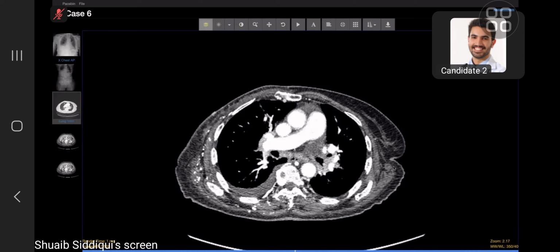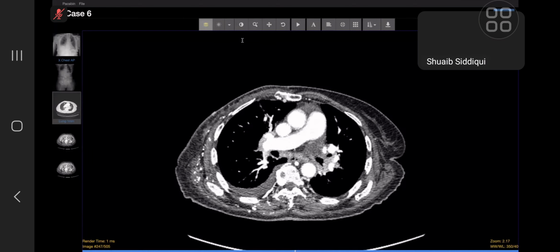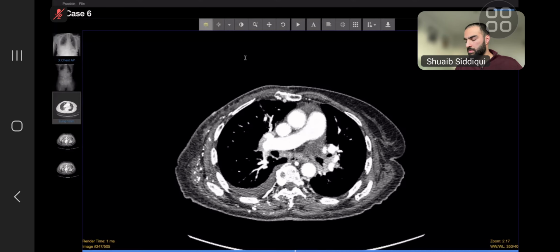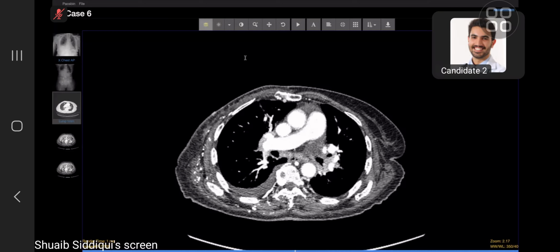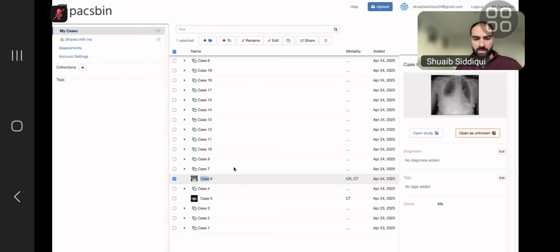Because of the multiple metallic clips at the region of the breast and right axilla. Also, the pattern of the lytic lesions. I don't think I see mixed lytic and sclerotic. I think mostly are lytic lesions. So I need to correlate with the clinical history. Okay, fine. Let's move on to the next case.